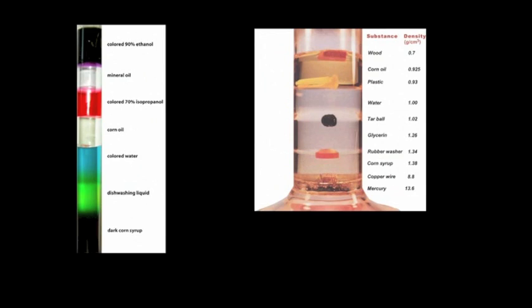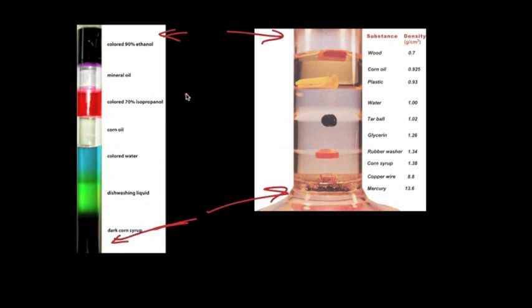Here we see two density columns, one with just liquids of various densities in it, and the other one with liquids and objects in it. Note that the substances that are most dense sink to the bottom, and the substances that are least dense rise to the top. Okay?